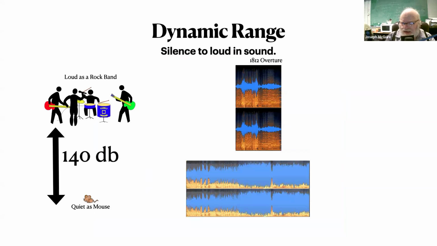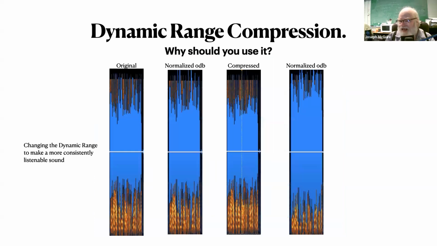And so we all maybe know about dynamic range. That's between the lowest and highest. As I say, quiet as a mouse, loud as a rock band. And there can be 140 dB difference between low and high. One of the classic examples, classical music always has a lot of high dynamic range. The 1812 Overture is usually the classic one I choose, from little tiny whatevers to giant cannons.